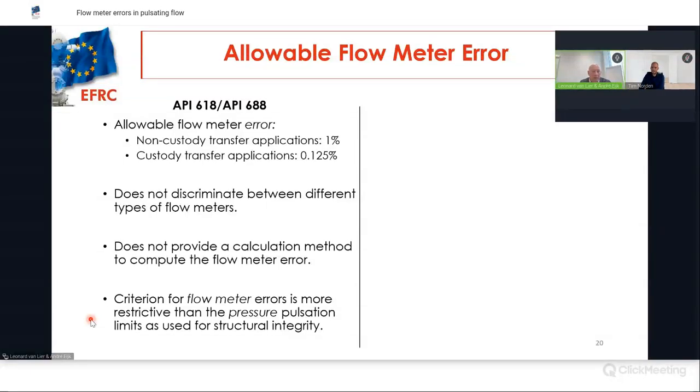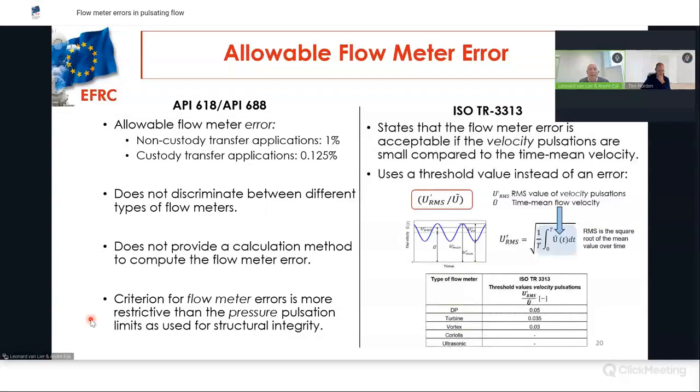The API guidelines or standards do not discriminate between the different types of flow meters, and they do not provide the calculation method to compute the flow meter error. The criterion for flow meter errors is much more restrictive than the pressure pulsations limit as used for structural integrity purposes.